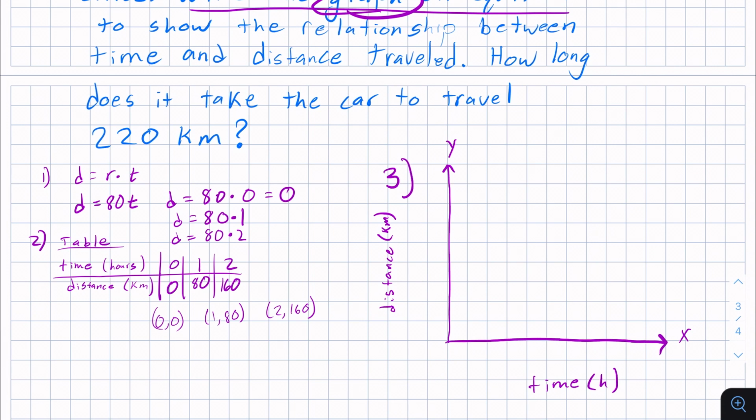Okay, so now I have to think about the spacing. The spacing for time is easy. I'm just going to count by ones again. So this time I'm going to skip 3 blocks though. So this is going to be 1, 2, 3 over here for time. And then distance, let's count by 50s. So I'll skip 2 blocks and put 50, 100, 150, 200 at the top.